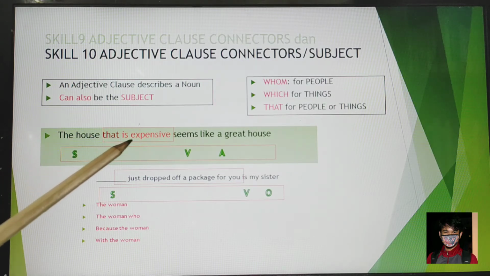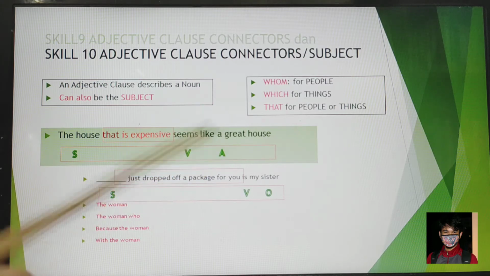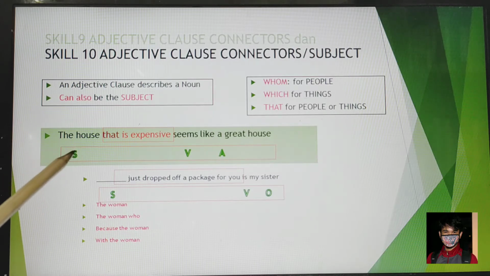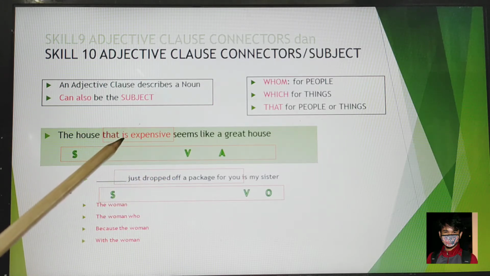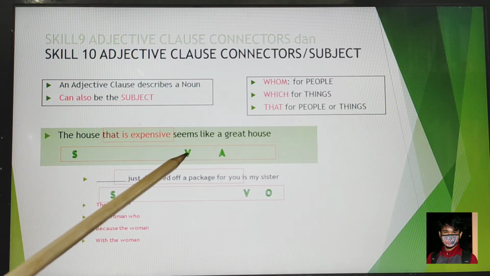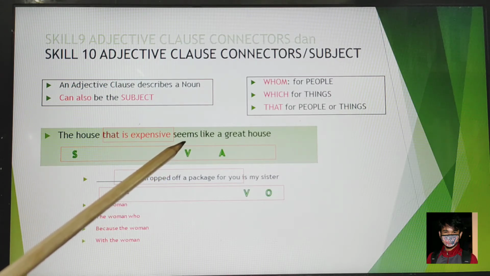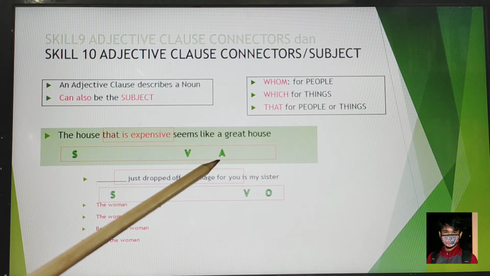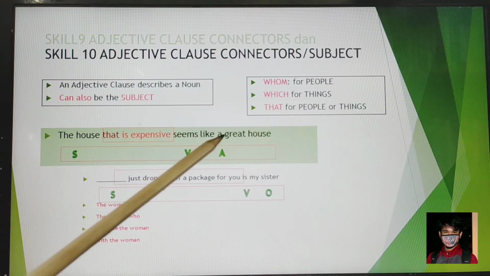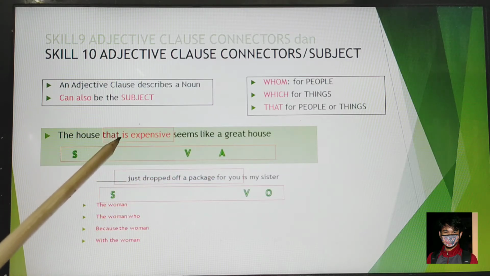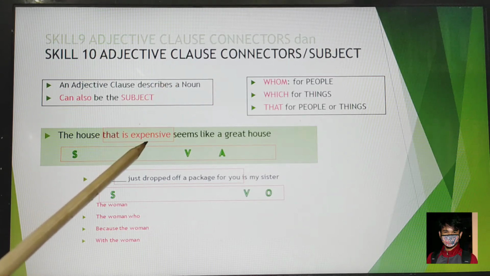The house that is expensive seems like a great house. The structure of the sentence is: the house as the subject, followed by the main verb, which is seems, a linking verb, and like a great house is the complement. So in the house that is expensive, that is the connector of the adjective clause, followed by the verb and also the adjective expensive.